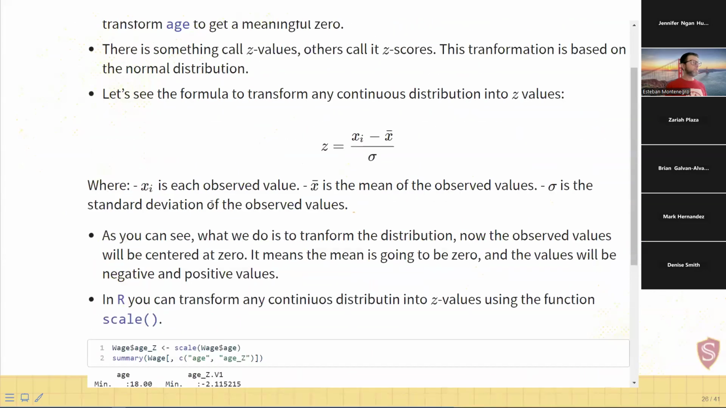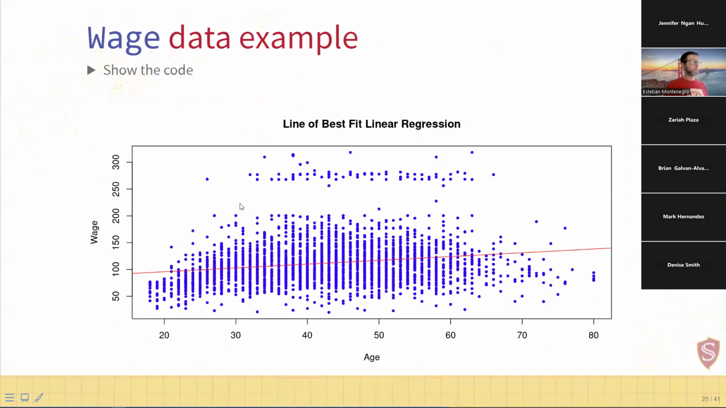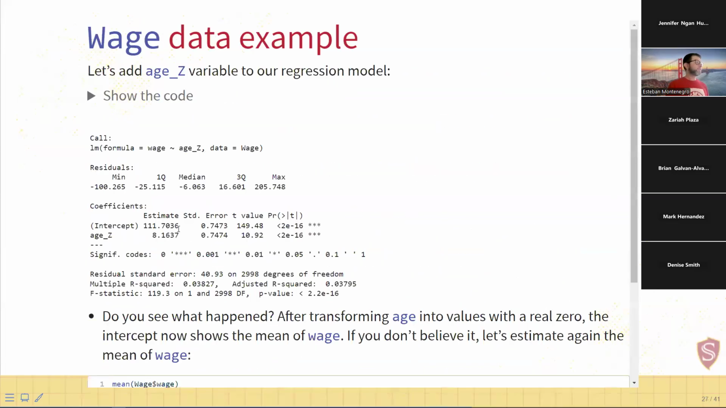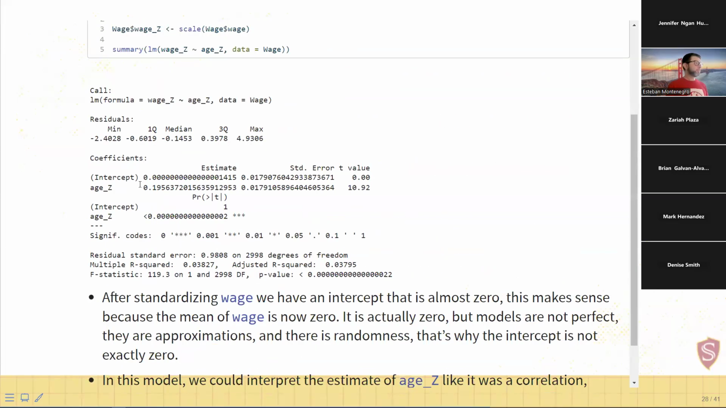When we first did the estimation of this model, this was the slope, right? A rate of increase of 7.71 cents. So that was the rate of change. However, after standardization, look at the number. It's kind of different, right?